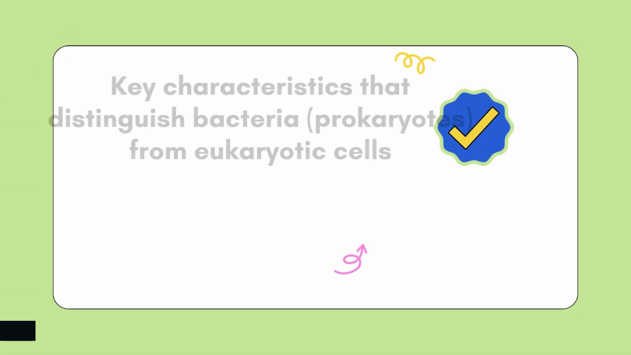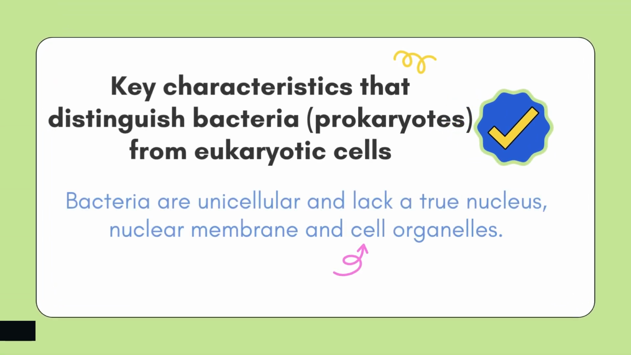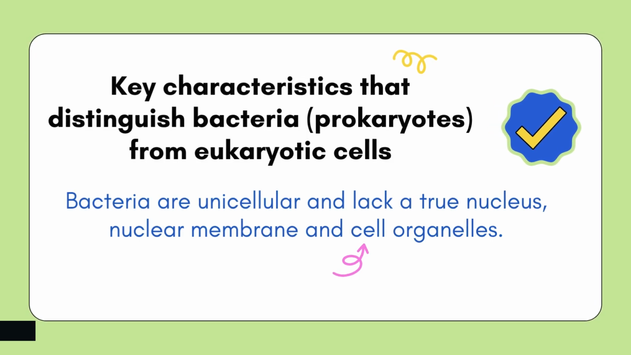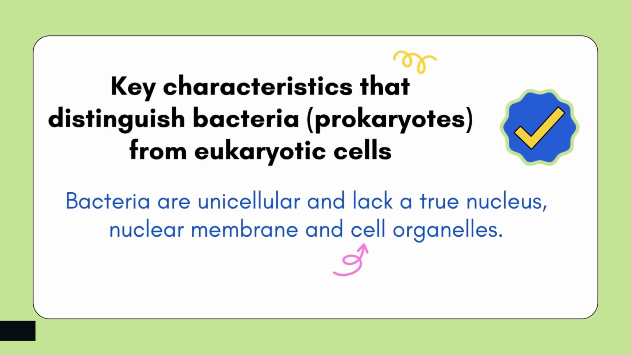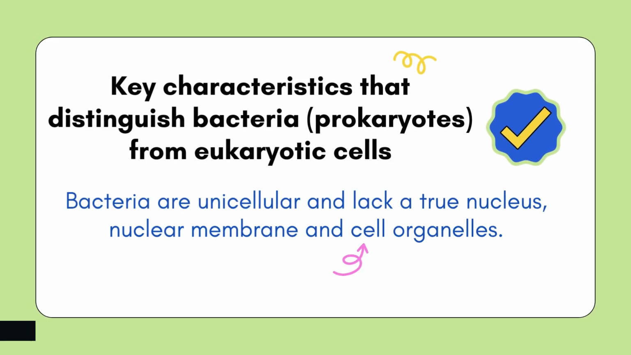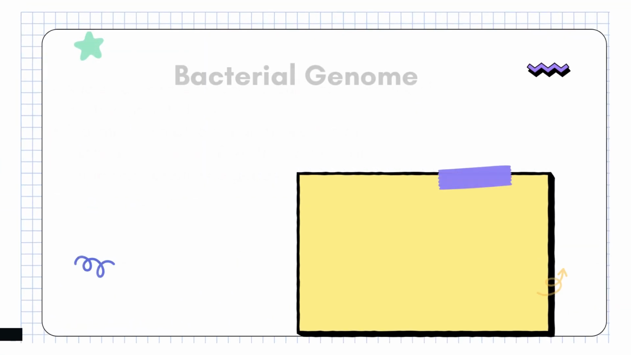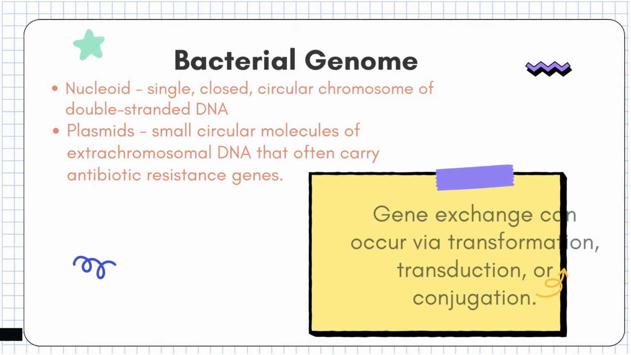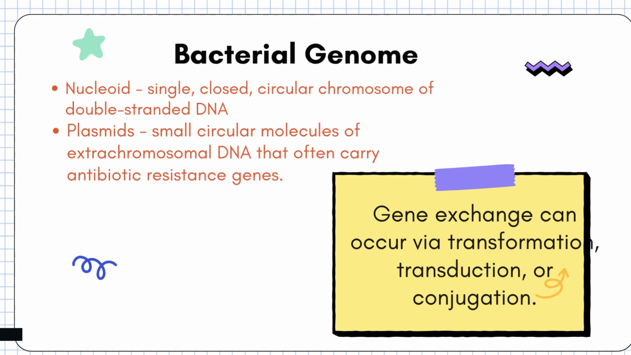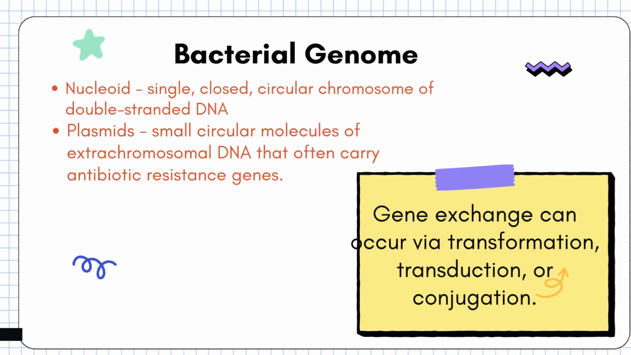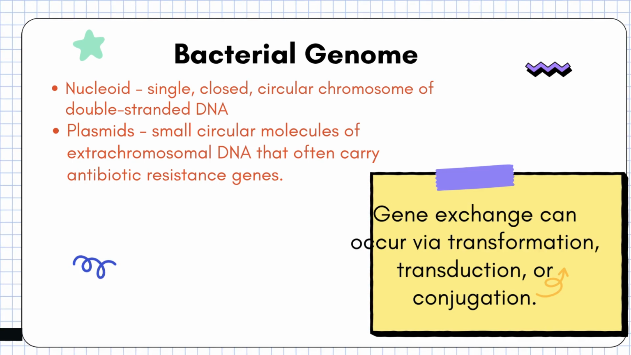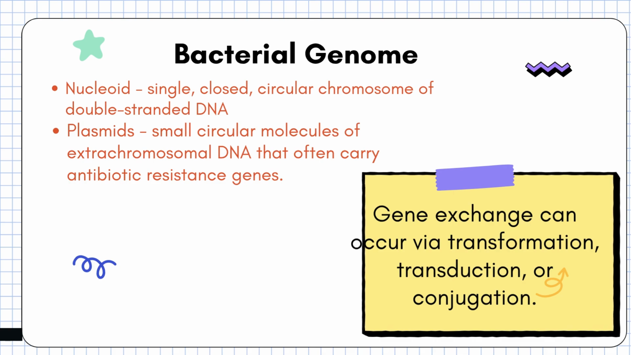Key characteristics that distinguish bacteria, which are prokaryotes, from eukaryotic cells. Bacteria are unicellular and lack a nucleus, nuclear membrane, and cell organelles. Bacterial genome, nucleoid: a single, closed, circular chromosome of double-stranded DNA. Plasmids are small, circular molecules of extrachromosomal DNA that often carry antibiotic-resistance genes.